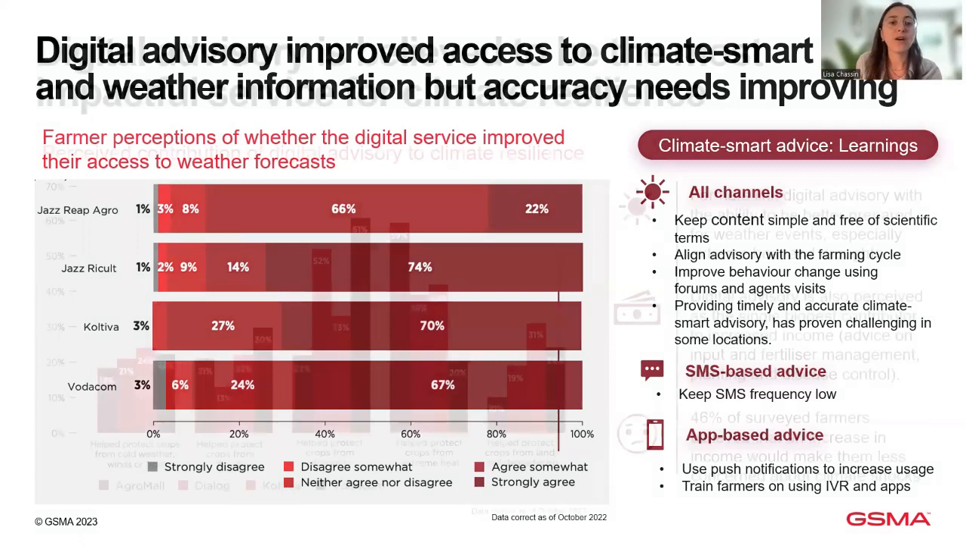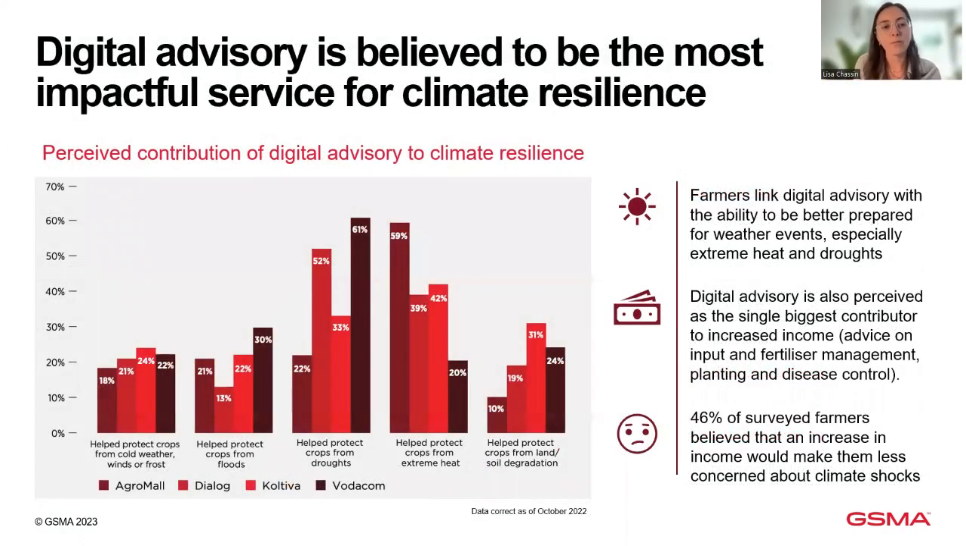Great. So now in terms of impact on farmers' livelihoods, digital advisory services were believed to be the most impactful of all services offered within the Innovation Fund that increased both income and climate resilience. Overall, 50% of farmers believe that accessing digital advisory allowed them to increase their income, and 40% of farmers share that they perceive that the climate resilience was improved thanks to digital advisory and weather forecasts.